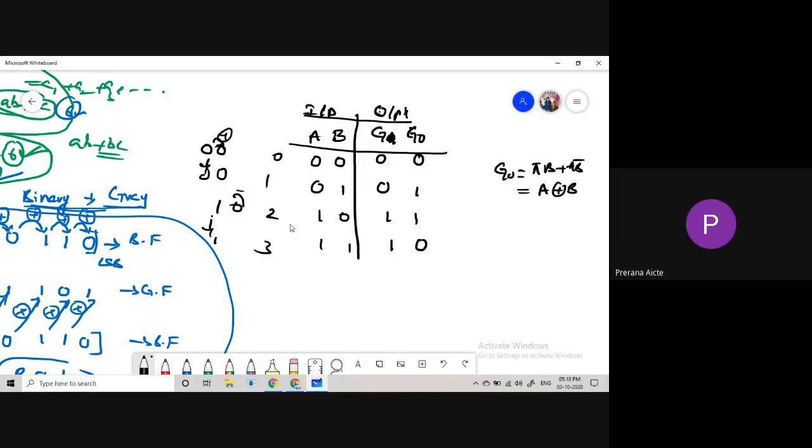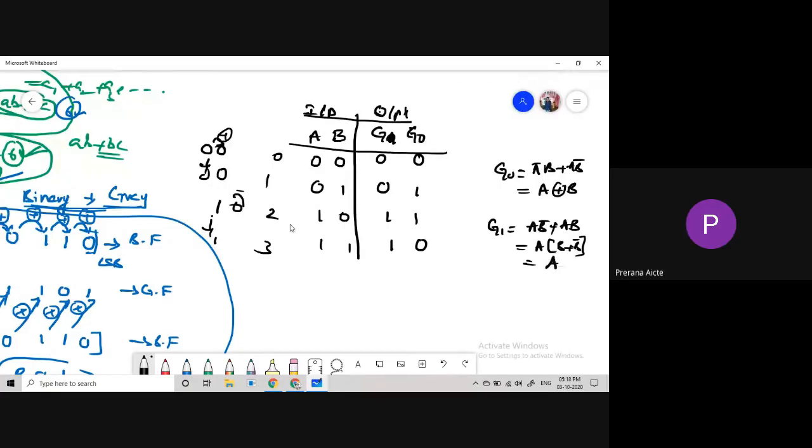Yes, sir. And then coming to G1. G1 consists of 2 ones. So they are A B bar plus A B. Here, which one is constant? A is constant. Taking A constant, we are getting 1. So G1 is equal to A.